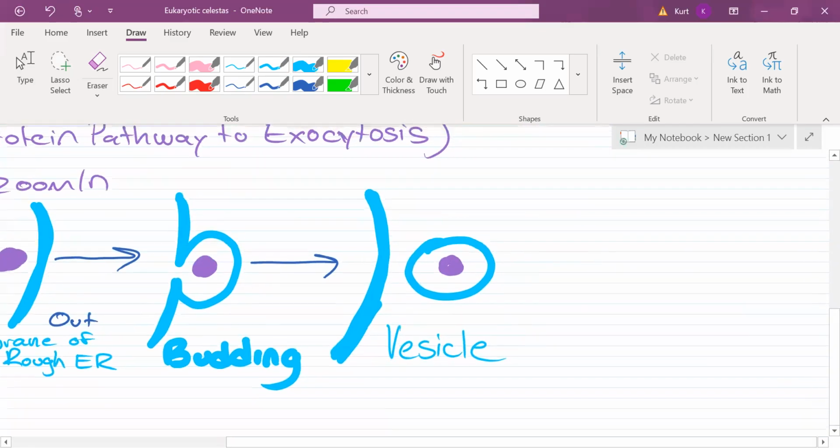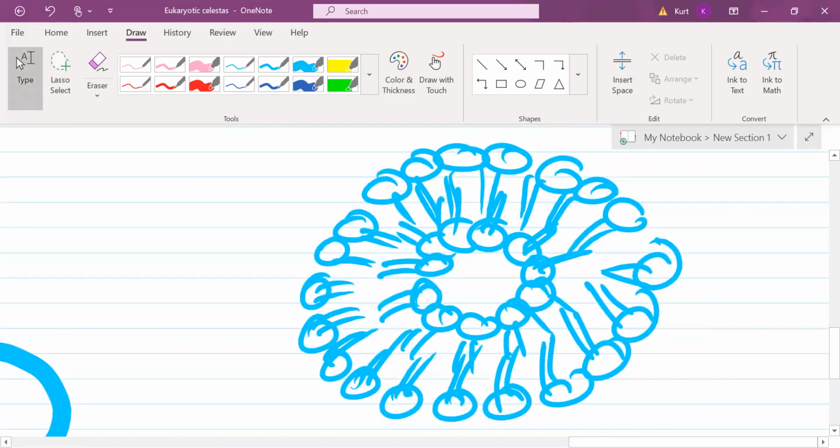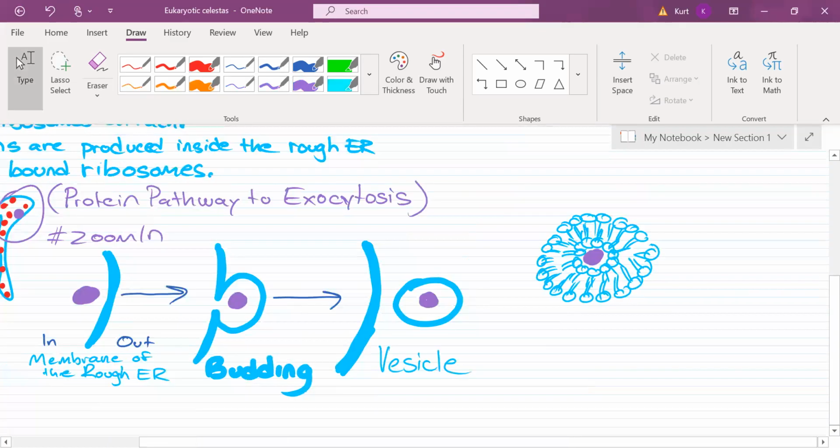Now, I want to remind you, you guys don't have to draw this if you don't want to, but if you were to actually zoom in on what this vesicle looked like, it would look like this. What does that look like to you? That's a phospholipid bilayer, and inside we have our little protein that's hanging out. The endoplasmic reticulum is mostly a phospholipid bilayer, which means this vesicle is mostly a phospholipid bilayer.